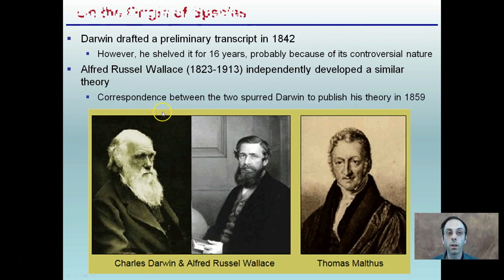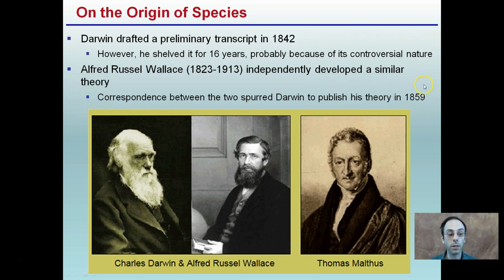So what's an interesting point of note of this Origin of Species is that he drafted the preliminary transcript back in 1842. However, he shelved it and didn't really refer to it for 16 years, probably because it was very controversial in nature. However, he talked with Alfred Russel Wallace, who lived from 1823 to 1913. Independently, he had developed a similar theory. So the correspondence between the two spurred Darwin to actually bring his theory to publication, and that occurred in 1859.